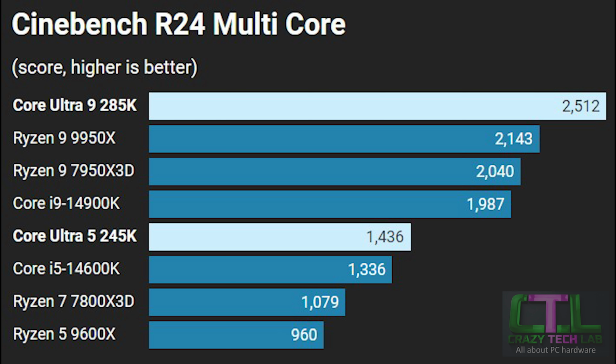The Core Ultra 5 245K, the cheaper model, not offering quite as much benefit over the other CPUs on test. The Core i5 14600K giving it a run for its money, but obviously the Core Ultra 5 245K is way out in front ahead of the Ryzen 5 9600X.